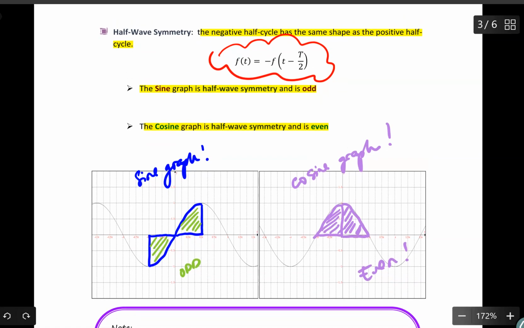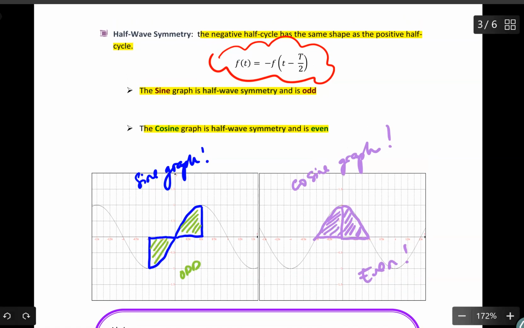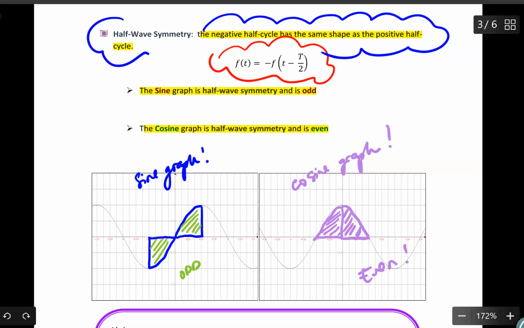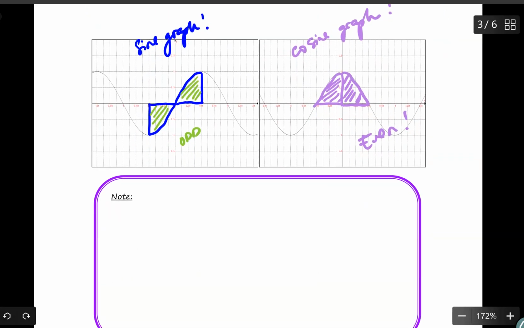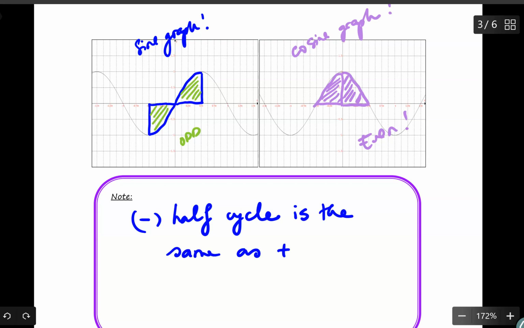So we keep that in mind, because they fit into the definition of the negative half cycle having the same shape as the positive half cycle. All right, so keep all of that terminology in our minds. In the note here, I would like to write that halfway symmetry means the negative half cycle is the same as the positive half cycle.